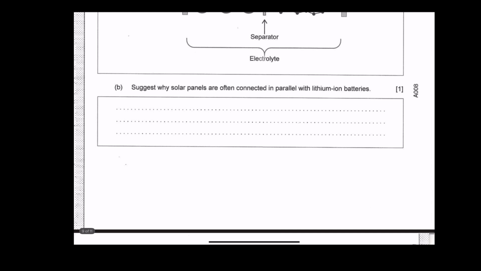Now, suggest why solar panels are often connected in parallel with lithium-ion batteries. Basically, if we use solar panels, we can get electricity, a continuous power supply. And this solar power, which is technically free, can be used to recharge these batteries. So this is done to provide a continuous power supply, and to recharge the battery using solar power.